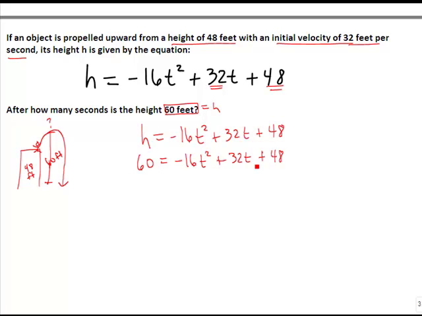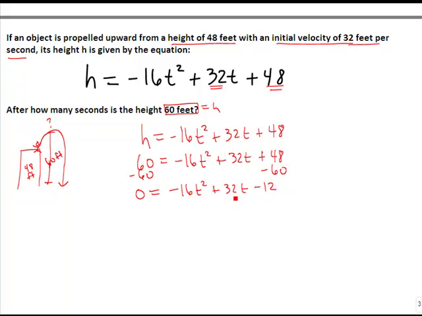Now to solve this, we would want to get a 0. So if I try to get a 0 by subtracting 60 over to the other side, then we're going to get 0 equals negative 16t squared plus 32t, and 48 minus 60 is going to be negative 12. Now on the right hand side here, we have a trinomial, 3 terms, so we'd like to use reverse FOIL.